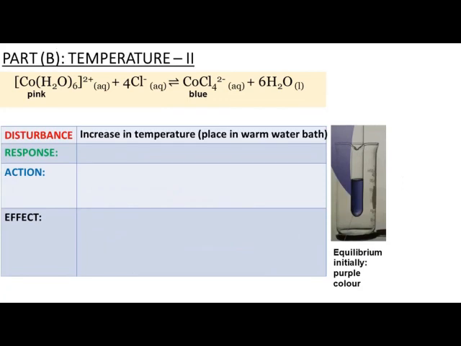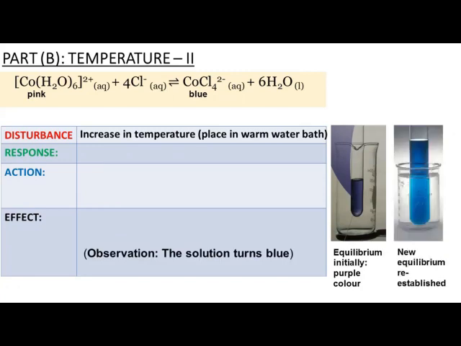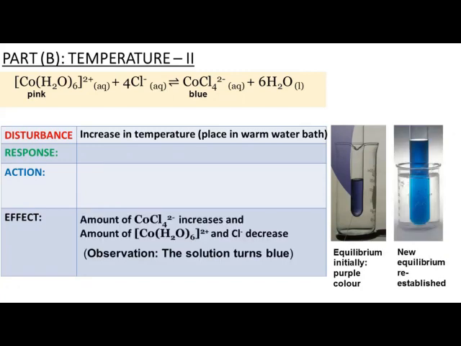When the equilibrium system is placed in the warm water bath, the solution turns blue. This means that more tetrachlorocobaltate(II) ion is being produced when the equilibrium system is disturbed by increasing the temperature. As more tetrachlorocobaltate(II) ion is being produced, it means that the equilibrium position is shifting to the right.